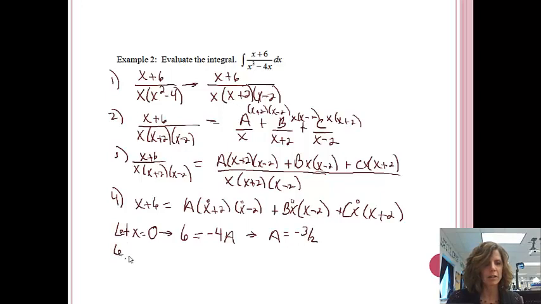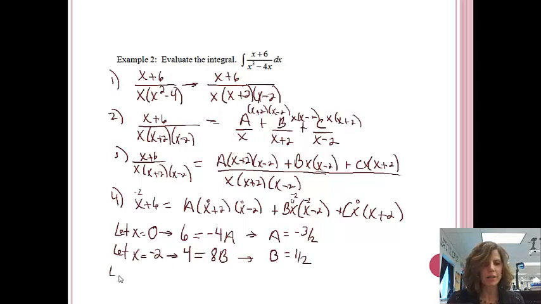All right, let's let x equal negative 2 next. It doesn't really matter which one I do next. So when I let x equal negative 2, I'm going to get 4 equals. When I put negative 2 into this first one, the a drops out. When I put negative 2 into this one, I'll get negative 4 times negative 2. That's going to give me 8b. And then when I put negative 2 into this last one, this will become 0, so the c drops out. So if I solve this for b, I'm going to get that b is equal to 1/2.